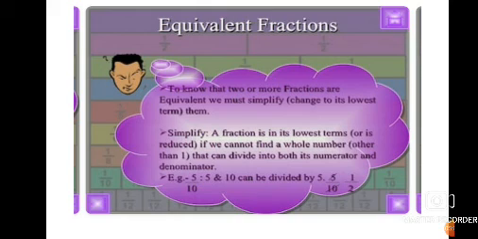To know that two or more fractions are equivalent, we must simplify, change to its lowest term. For example, if we got a number as 5 over 10, we will find a number in which both the numbers come in the same table. Like in the table of 5, 5 times 1 is 5 and 5 times 2 is 10. So it is 1 over 2. A fraction is in its lowest terms, or reduced, if we cannot find a whole number other than 1 that divides both its numerator and denominator.